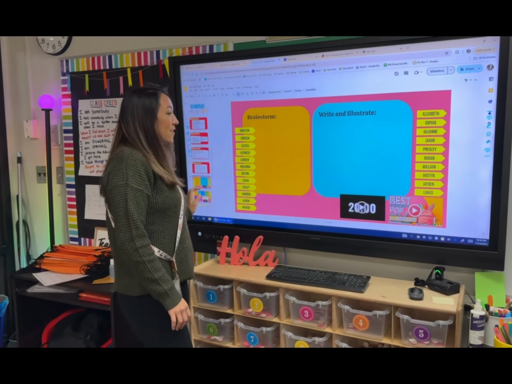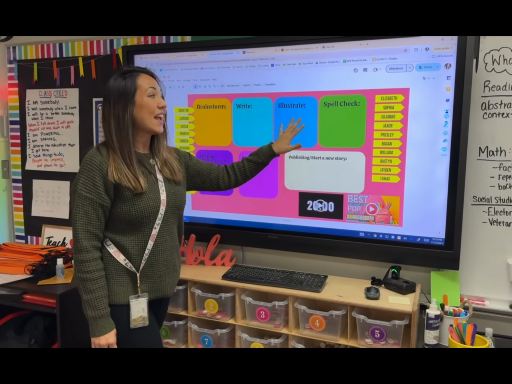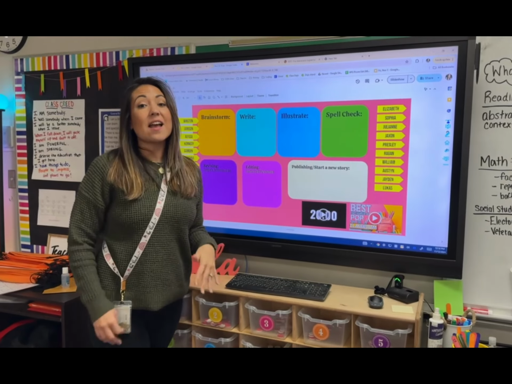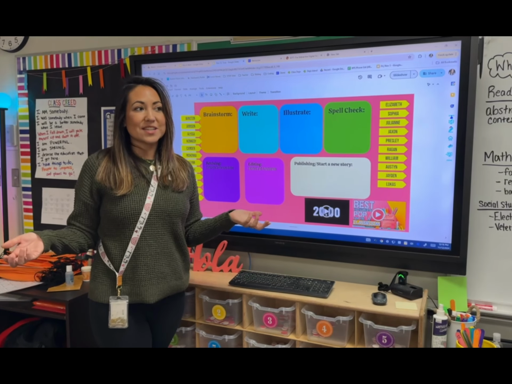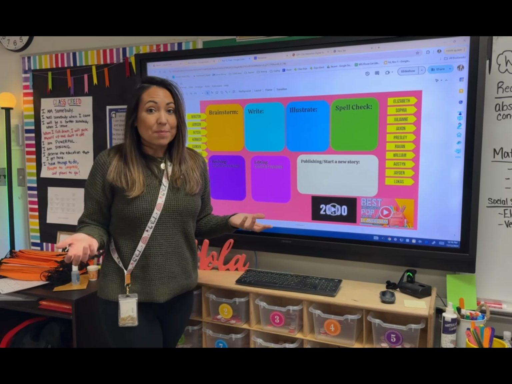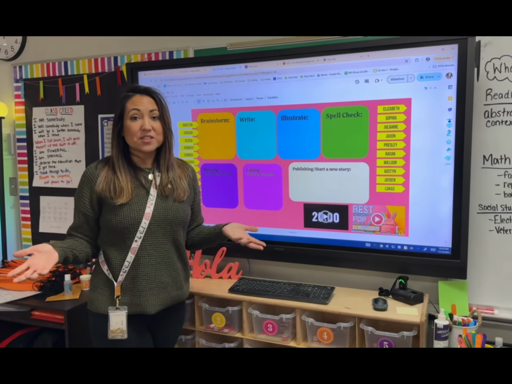So prepare for my next slide. This is where I can keep track of who's past illustrating and ready to spell check. Spell check, I teach them what most adults do. Most adults don't just go to a dictionary and look up a word. Most adults use technology. We use our phones to spell things. So I teach my students that.